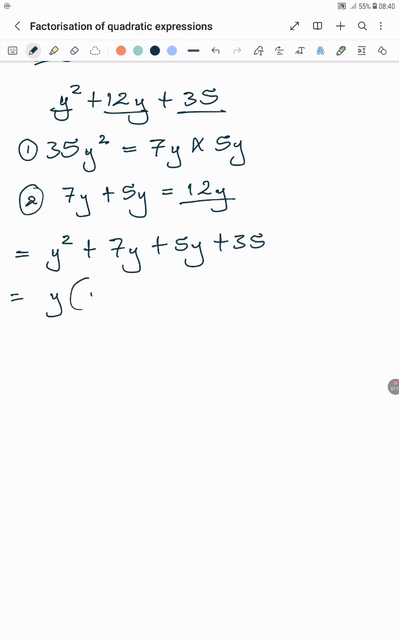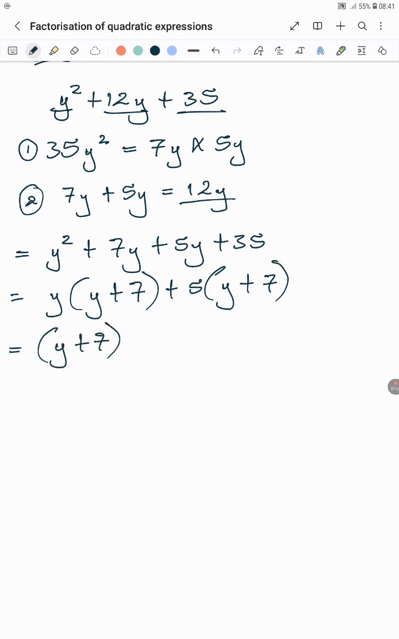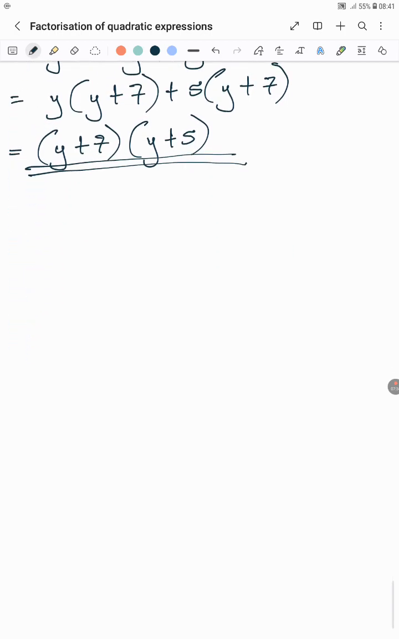You take out y, and here you're going to have y plus 7. Here you take out 5, and you're going to have y plus 7. Your first bracket is going to be the terms inside the bracket, and the second is going to be the terms outside the brackets, and here you will be done factorizing. Let's look at another example.